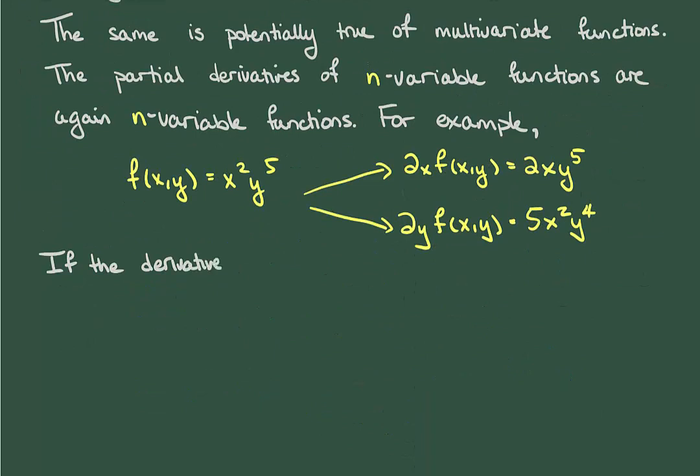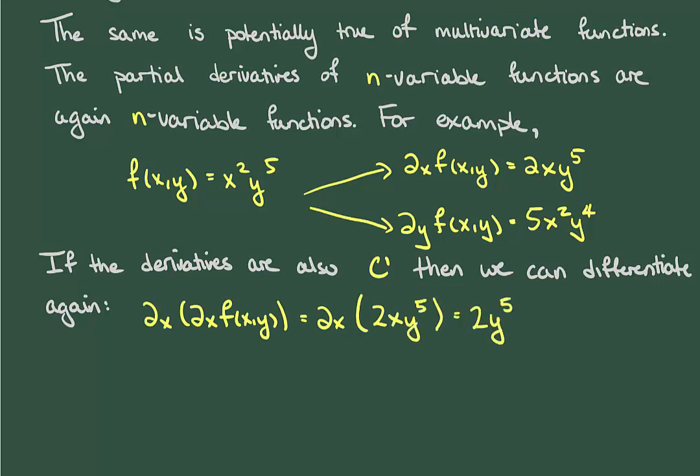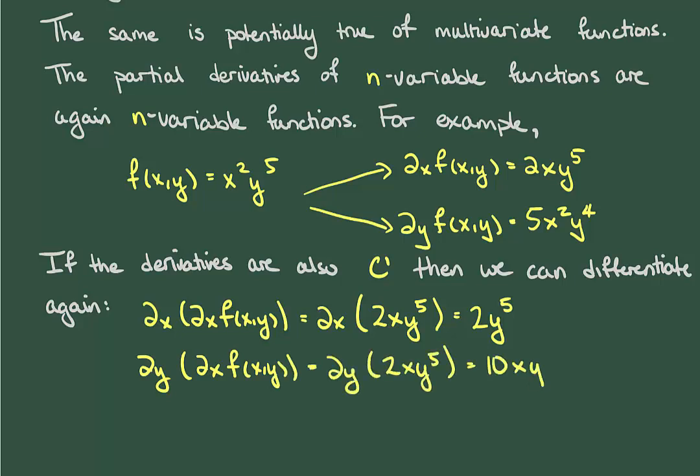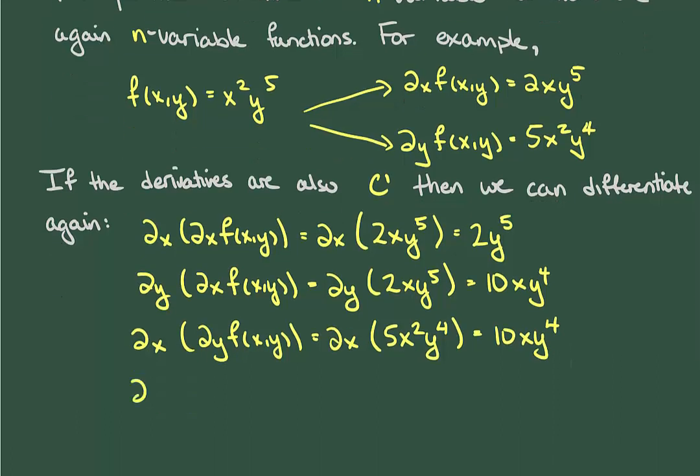Again, if these are also C1 functions, and for us they always will be, then we can again take their partial derivatives. Taking the x derivative of the x derivative gives us this, while the y derivative of the x derivative is as so. We can do exactly the same thing to the y derivative, computing its partials with respect to both x and y, and in that case we get the following.